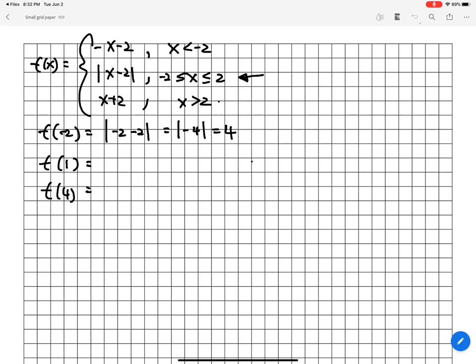Okay. F of 1. We have to figure out which equation will handle 1. It looks like we again use the second equation, because 1 is between 2 and negative 2. So this is going to be the absolute value of 1 minus 2, which is negative 1, which is 1. Third problem, f of 4. 4 is bigger than 2, so 4 will have to be in this one.